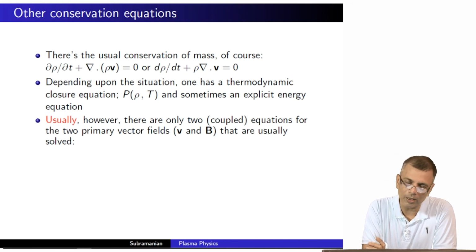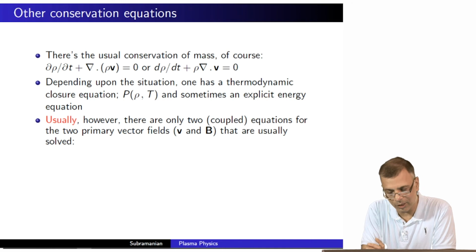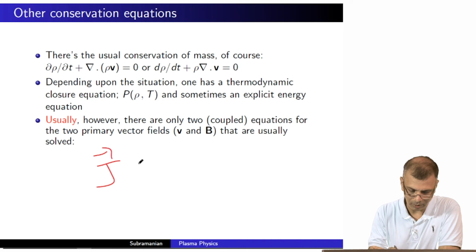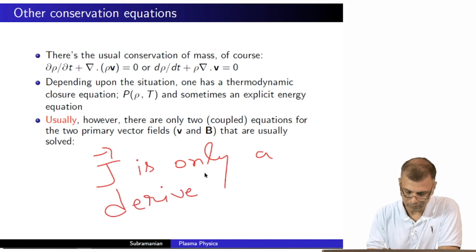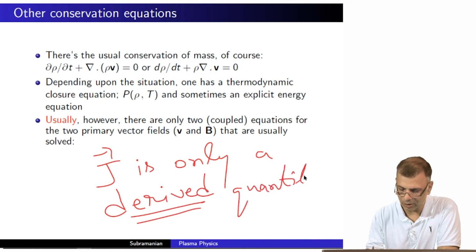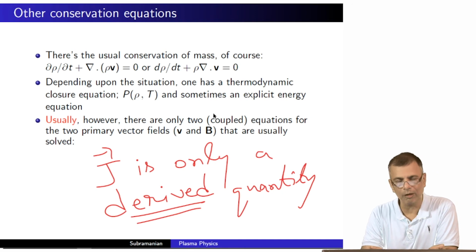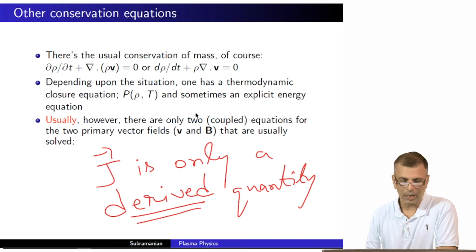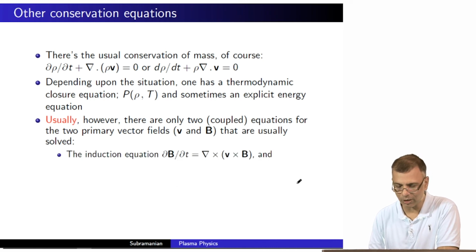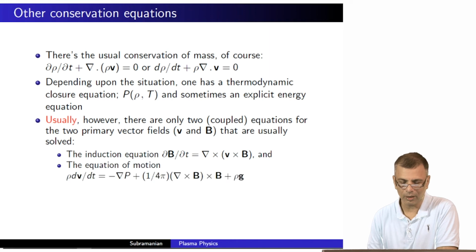We might talk a lot about current density and so on, but J is only a derived quantity. The primary quantities are just the fluid velocity and the magnetic field, that is it. These are the coupled equations that you solve: the induction equation and the equation of motion, or the momentum equation.